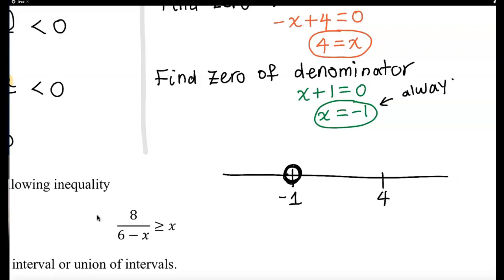Always an open circle for 0 of the denominator. But that's not always true for the numerator, because the numerator can be equal to 0 if they are looking for less than or equal to or greater than or equal to 0.